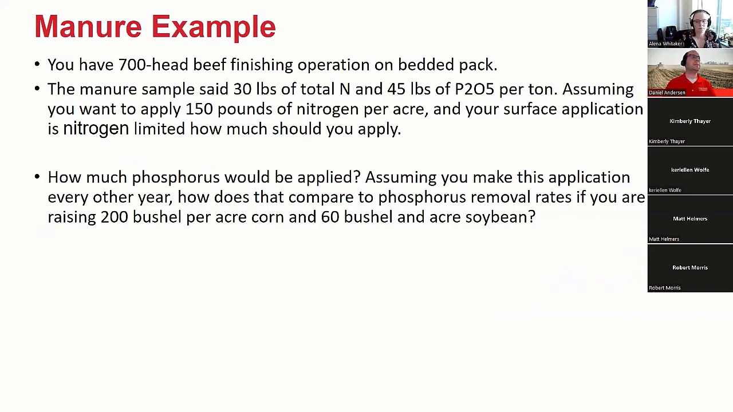I won't do too many more examples for manure application. This will actually be my last one, but I did want to just take a look at a bedded pack facility so that you could sort of see what's happening and maybe one other concern while we do that. So just some assumptions there for you. They tell us how much nitrogen and phosphorus is in the manure. We're going to try and apply at roughly 150 pounds per acre. And then we're going to think about what that means for phosphorus.